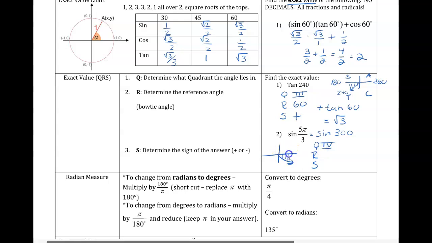My reference angle this time subtracting with 360 degrees, that would be a 60-degree reference angle. And the sign, if I do my ASTC, the only thing positive in the fourth quadrant is cosine, which means sine must be negative. Putting my three pieces together, we have negative sine of 60. Going back to my table, sine of 60 is radical 3 over 2. So we'd have negative radical 3 over 2 would give me that exact value.